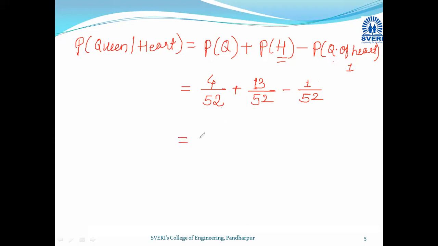So calculating this, 4 plus 13 is 17 divided by 52 minus 1 upon 52, which is equal to 16 divided by 52. So 16 divided by 52, if we divide by 4 in numerator and denominator, it gives 4 divided by 13. So the probability of queen or heart will be 4 by 13. Okay.